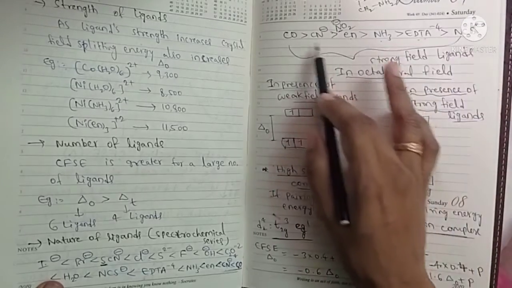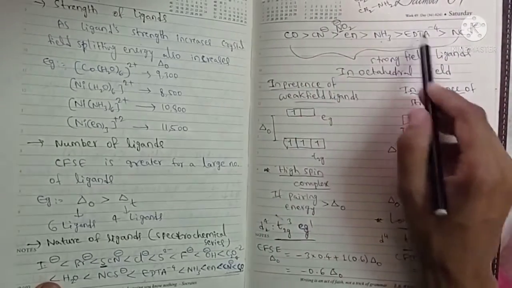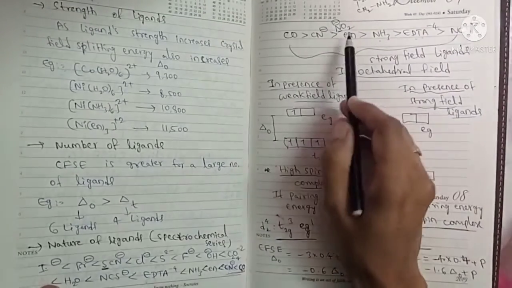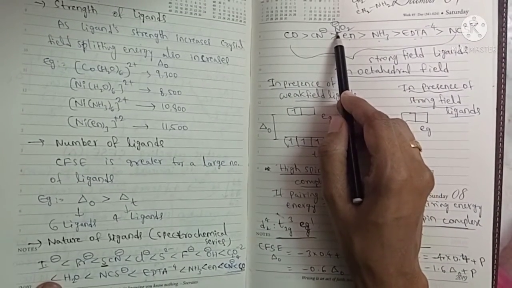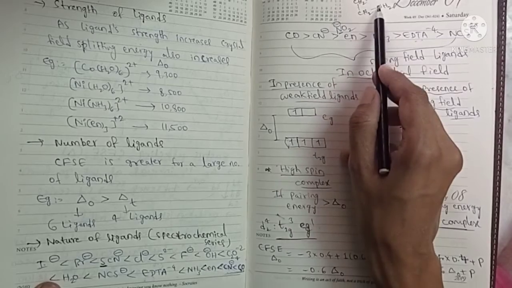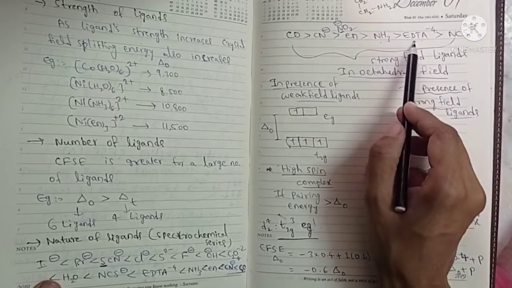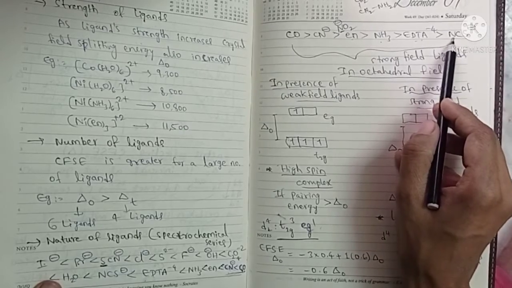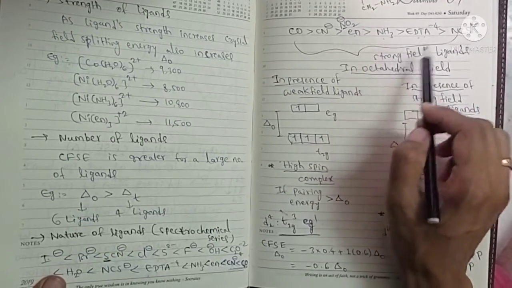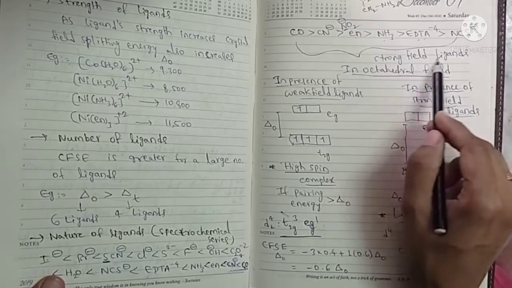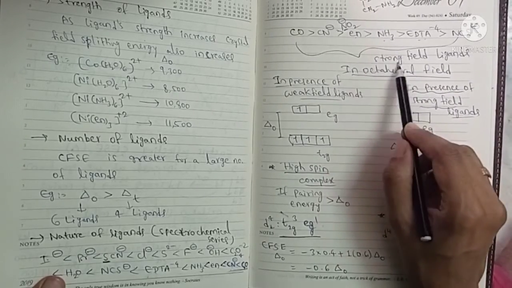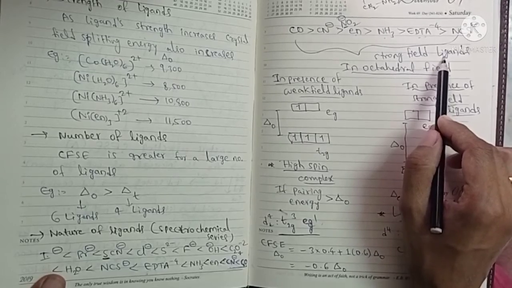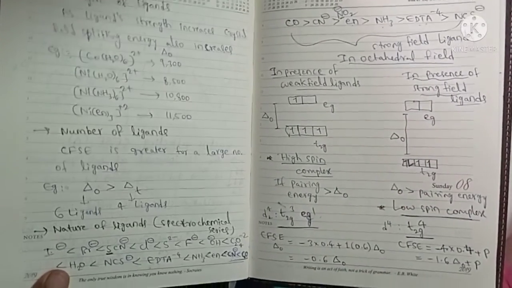So these are ligands which are bonded through nitrogen. In nitro, through nitrogen. EN also through nitrogen, ammonia also nitrogen. NCS also bonded through nitrogen. So we'll have more strength. So these ligands are called strong field ligands. In presence of strong field ligands the delta values will be high. In presence of weak field ligands the delta value will be lower.